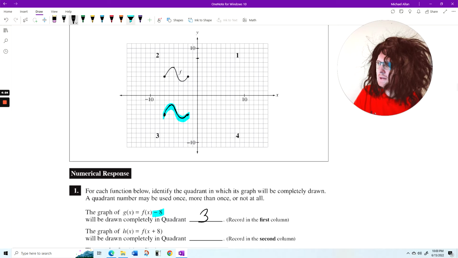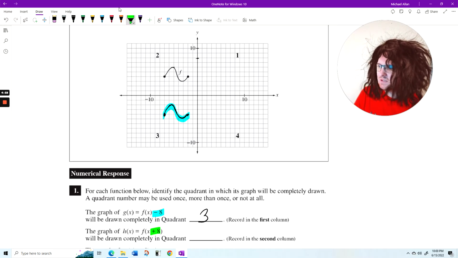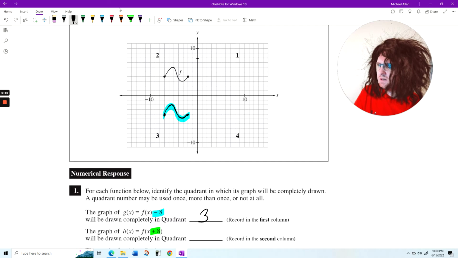Quadrant 3. All right. Now this one here, because it's inside the function, it's going to be a horizontal translation, and because of the plus 8 it's going to move it left 8 units. Well, that's kind of interesting. So if I move it left 8 units, this whole thing is going to move this direction. So my graph is going to be 8 units, 1, 2, 3, 4, 5, 6, 7, 8, here to here. And then it's kind of going to go up and then down and back over like this.